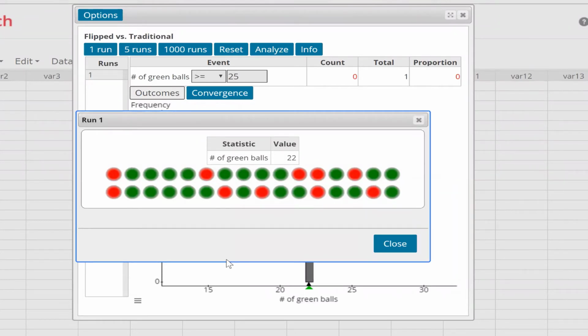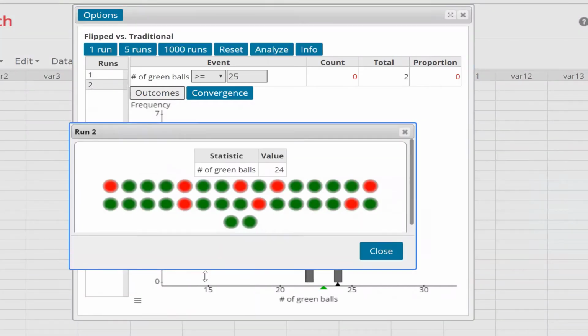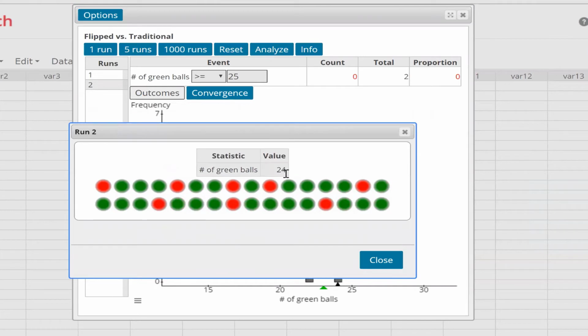Remember, the color of the ball was determined before I picked them out of the urn. Meaning, whether the student passed the course or not was determined prior to them enrolling into the class. That's the statement in the null. How I deliver the course does not matter in terms of whether the student's going to pass or not. So I observed 22 passing. Let's teach the course one more time. One run. I teach the course. This time 24 students pass.